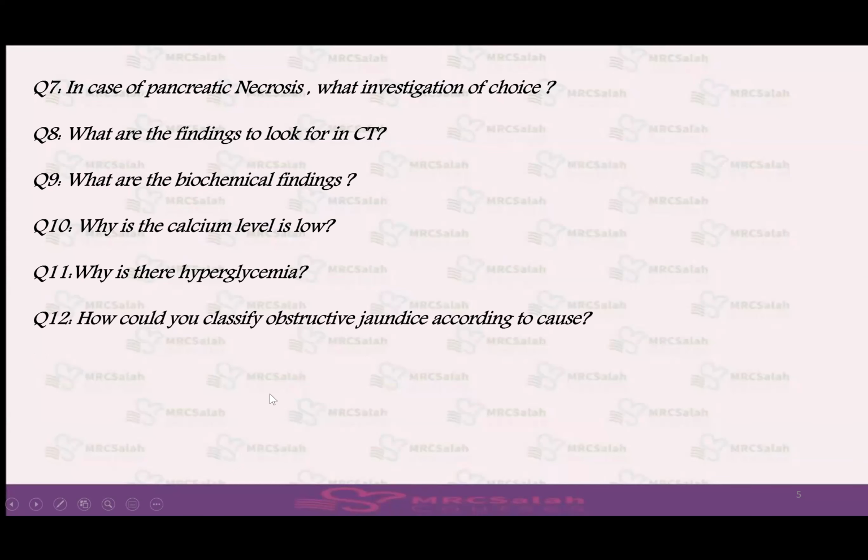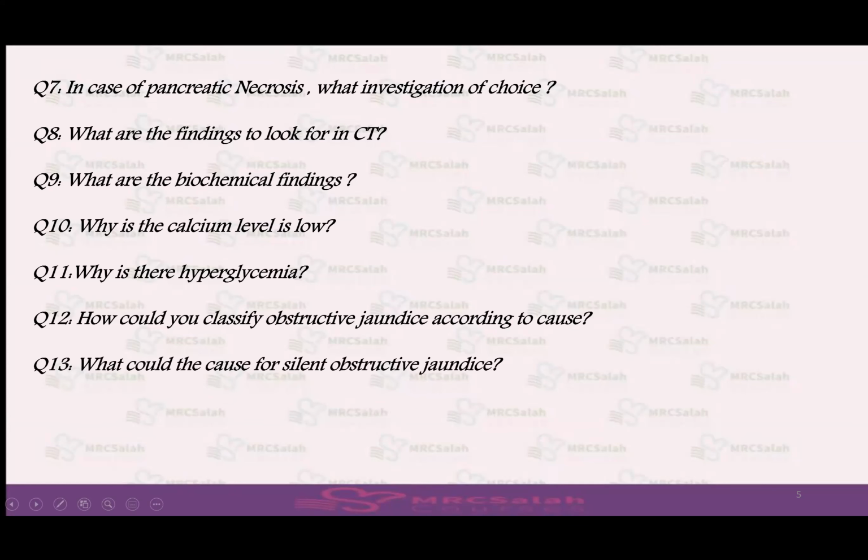Okay. Dr. Haifa, how could you classify obstructive jaundice according to cause? This could be intraluminal, intramural, and extramural. Intraluminal, such as stones and parasitic infections. Intramural could be drug-induced or strictures, or sclerosing cholangitis, could be malignant, such as cholangiocarcinoma. Extramural could be compression from a pancreatic or gastric tumor. Yes, and could be due to enlargement of the portohepatic lymph nodes.